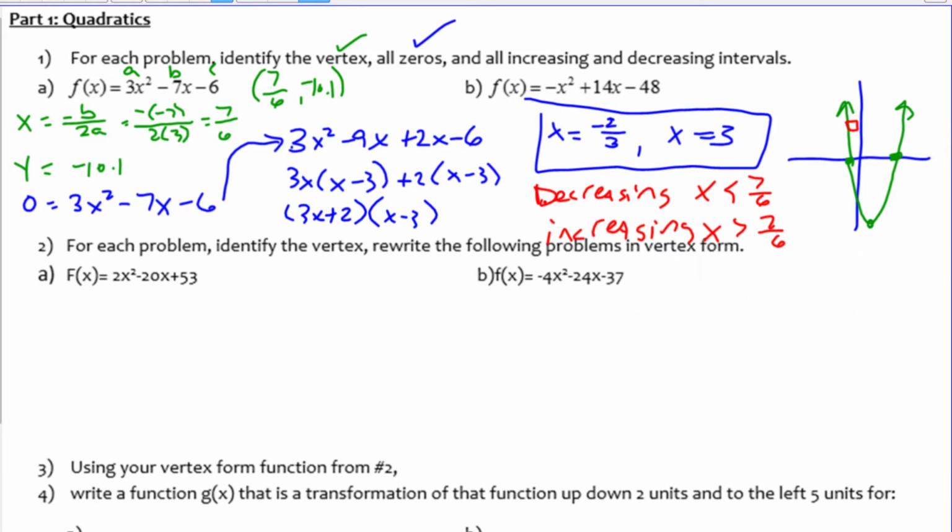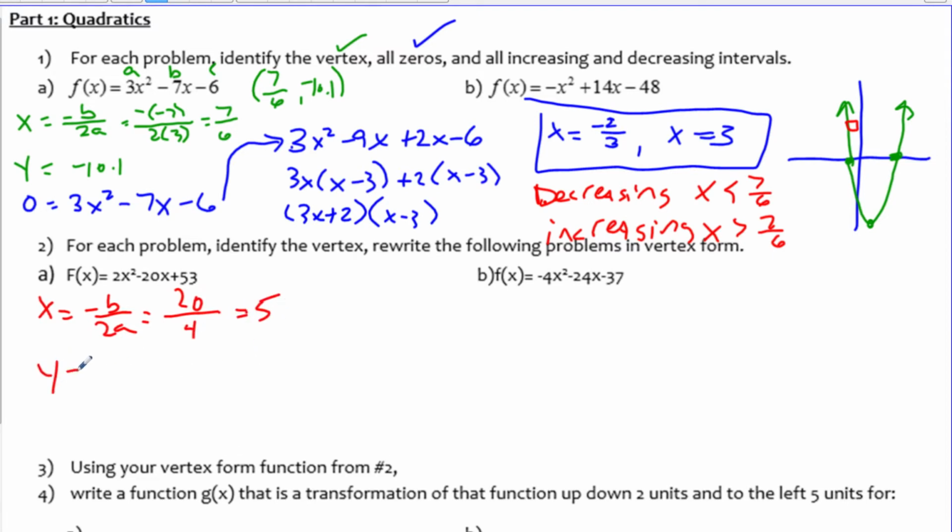Okay, number 2. Again, I'm only going to do letter A. It says, for each problem, identify the vertex, rewrite the following in vertex form. So again, I'm seeing standard form, so I'm going to say -b/2a, which for us would be 20 over 2 times 2, which is 4. So I can get a 5.